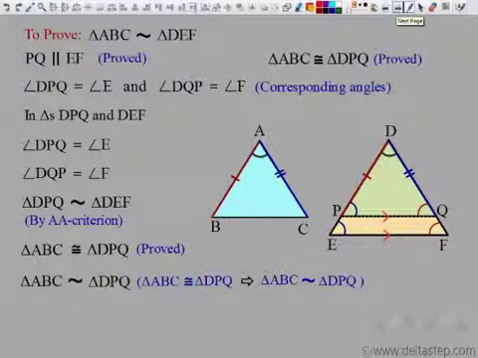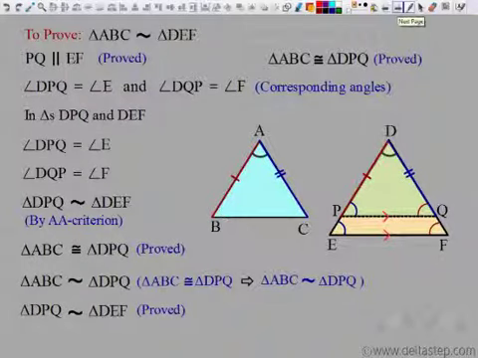Since congruency implies similarity, I can say if ABC is congruent to triangle DPQ, then these two triangles would be similar also. And I've already proved that DPQ is similar to DEF. These two triangles are similar, I've already proved. Now I have triangle ABC similar to DPQ and triangle DPQ similar to triangle DEF.